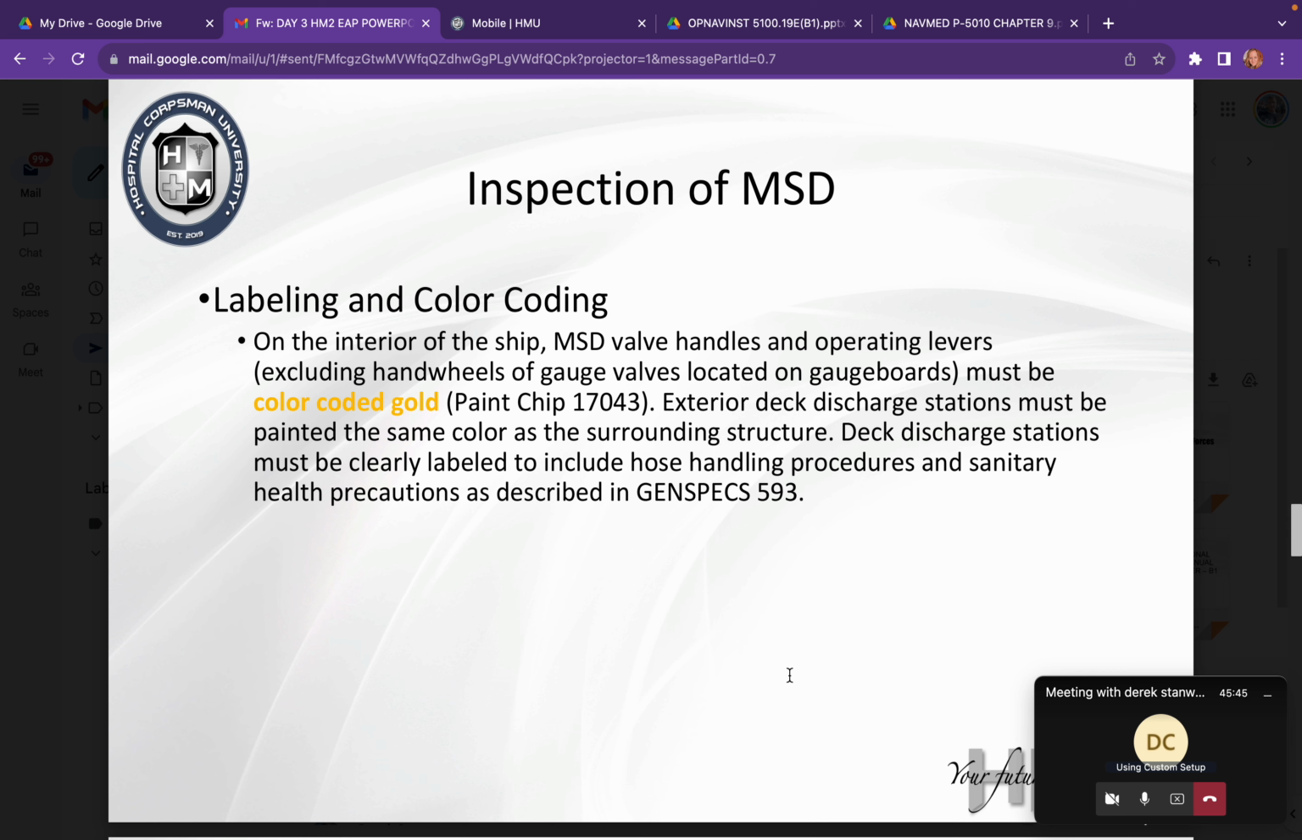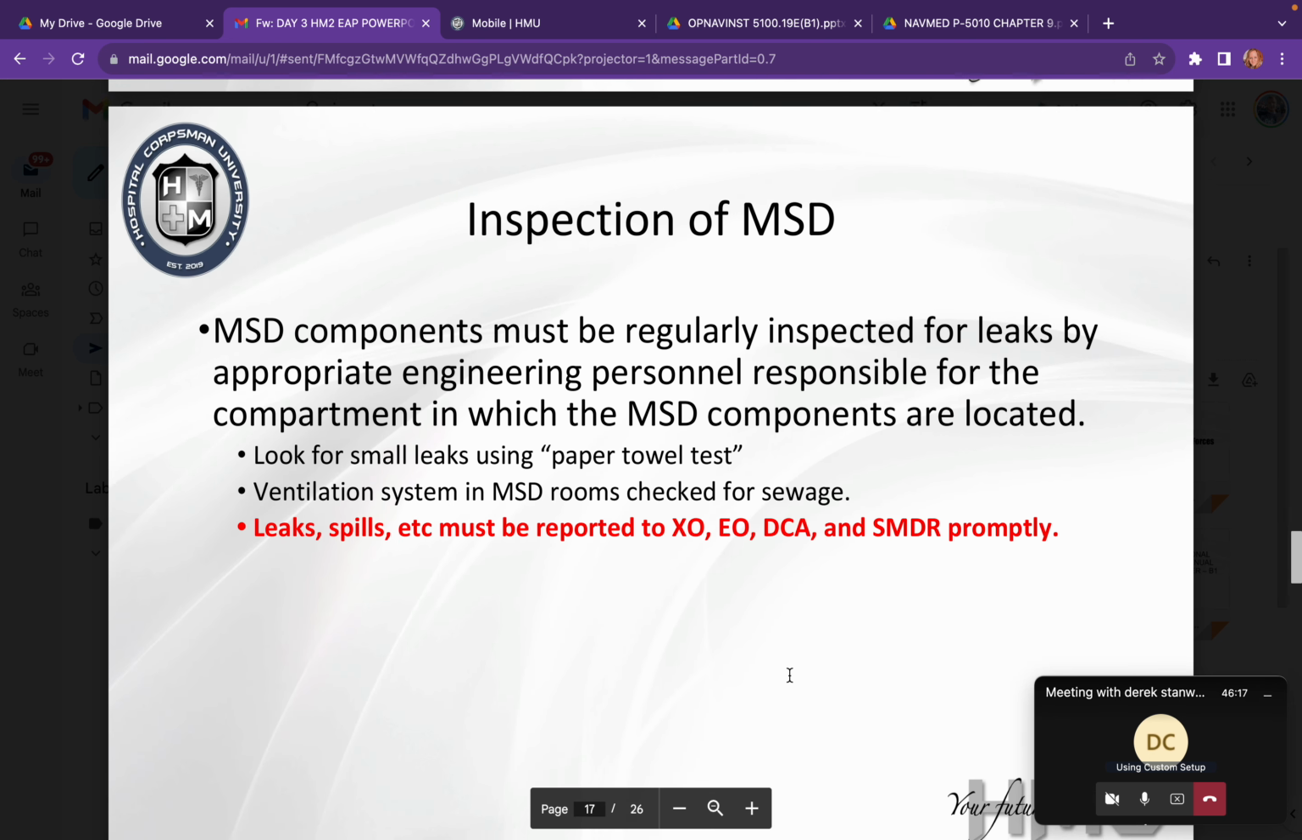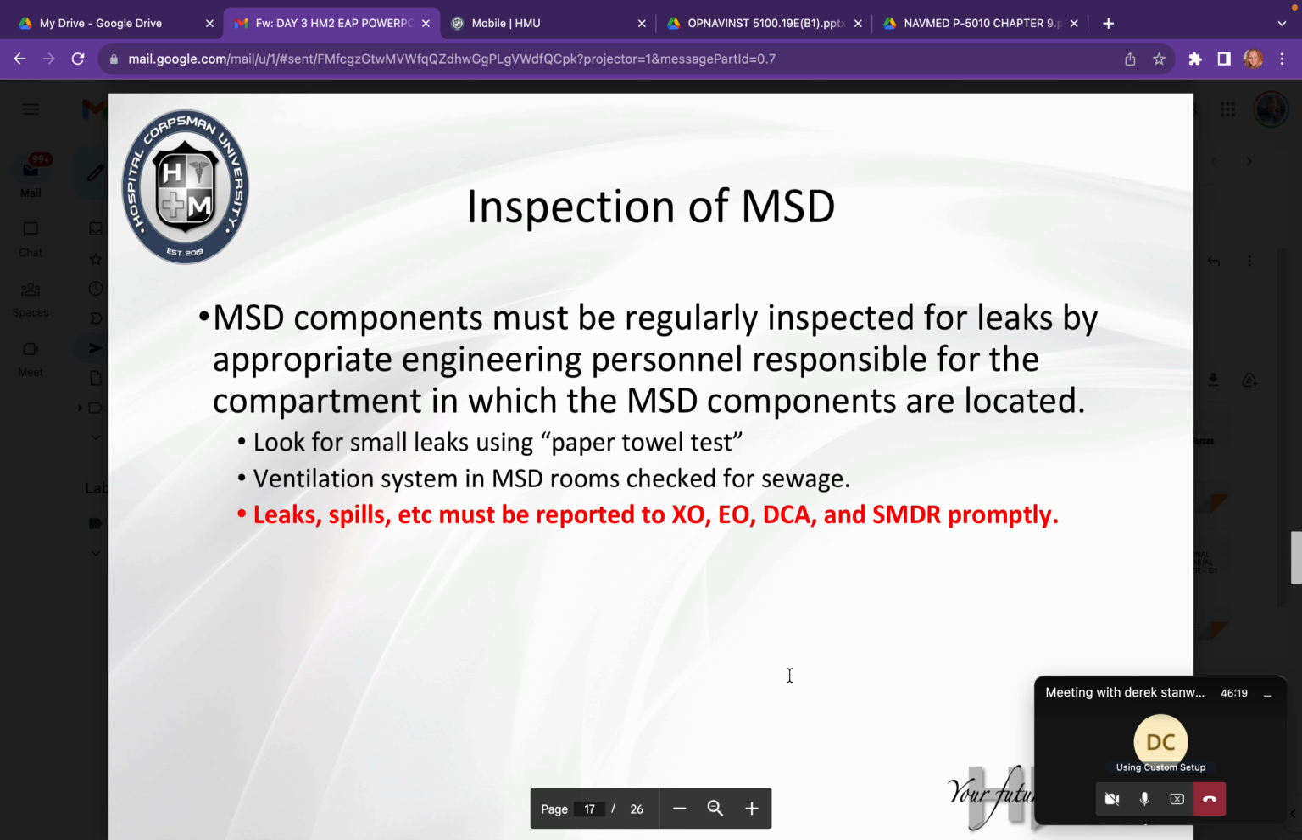Inspection of the MSD. Labeling and color coding. On the interior of the ship, MSD valve handles and operating levers, excluding hand wheels of gauge valves located on gauge boards, must be color coded gold. Paint chip 17043. Exterior deck discharge stations must be painted the same color as the surrounding structure. Deck discharge stations must be clearly labeled to include hose handling procedures and sanitary health precautions as described in Gen Specs 593. So just know they're color-coded gold.